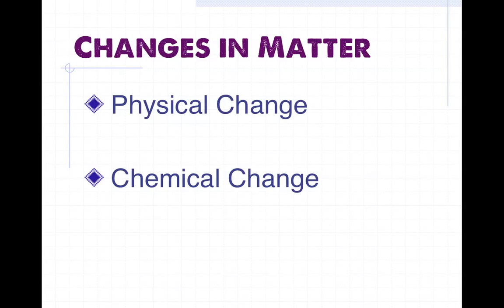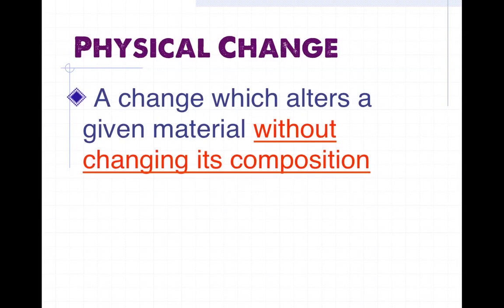So now that we know about properties, sometimes those properties change a lot. And those changes in any matter, anything that has mass, everything in the universe, if something changes, it is always either a physical change or a chemical change. So a physical change is any change which alters a material without changing its chemical composition. So if I change it and the chemical structure stays the same, it is a physical change.